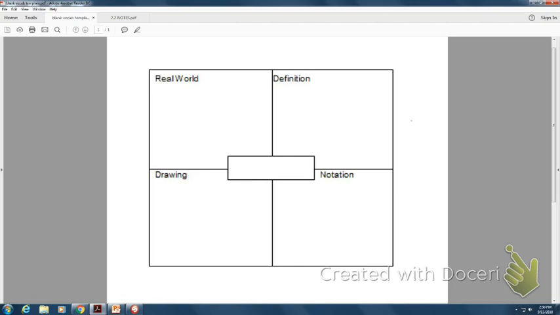Questions on supplementary or complementary? Okay. I think we're back in business on the iPad.